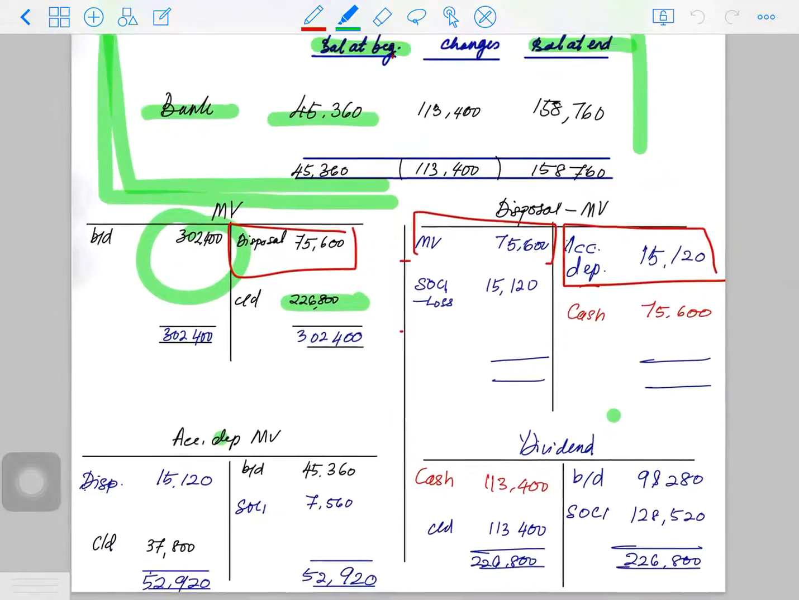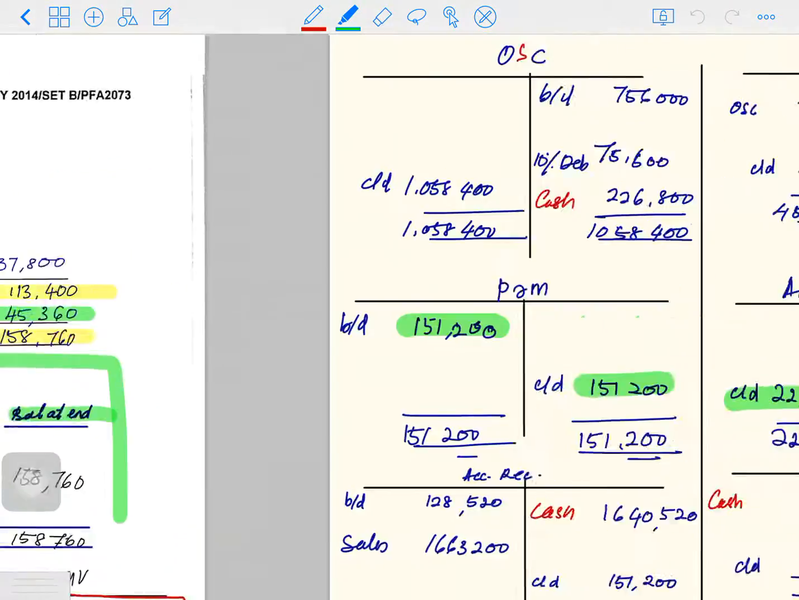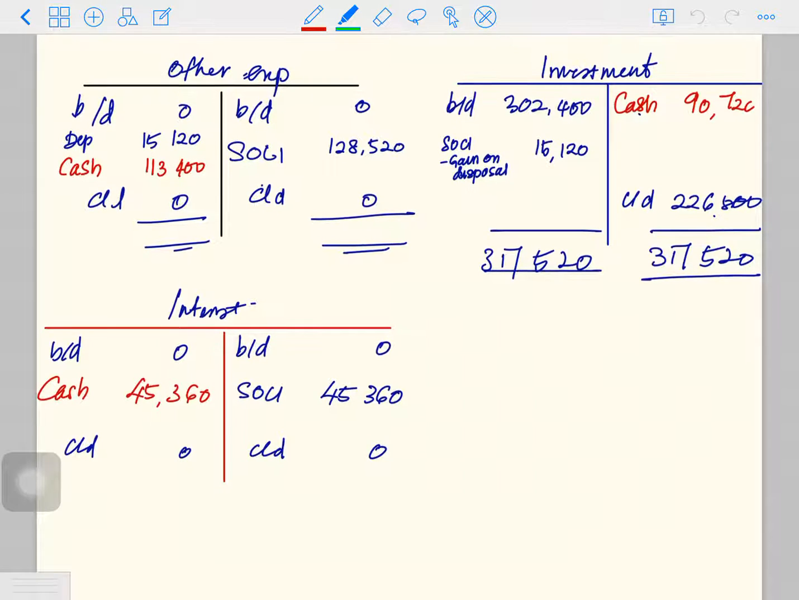So you buka lah investment account. Di sini saya tak buka investment account kan. Oh, ada. Saya tak nampak tadi. Ada investment account saya buka sini. Maknanya balance brought down dia, balance carried down dia. Okay. And then in Sochi tu kita ada gain on disposal 15 kan. So balancing figure ni maknanya is the amount of the cash that you receive from the sale kan. The cash that you receive from the sale. The balancing figure.